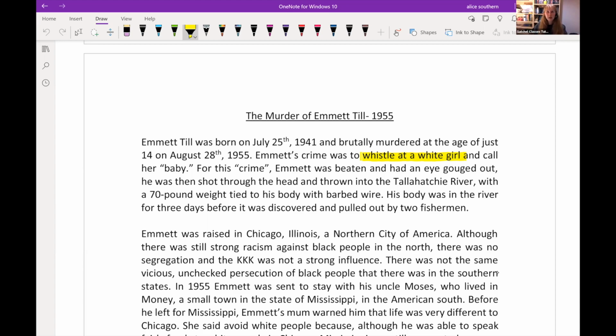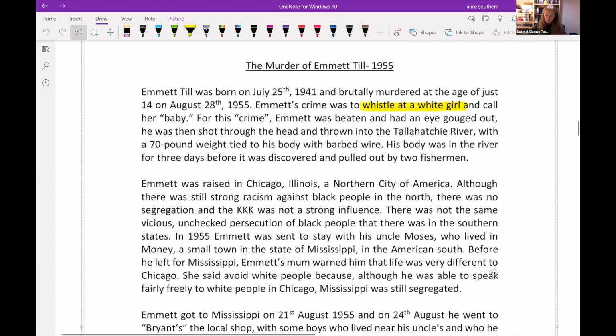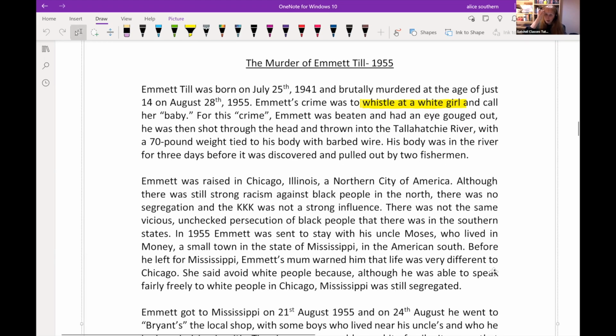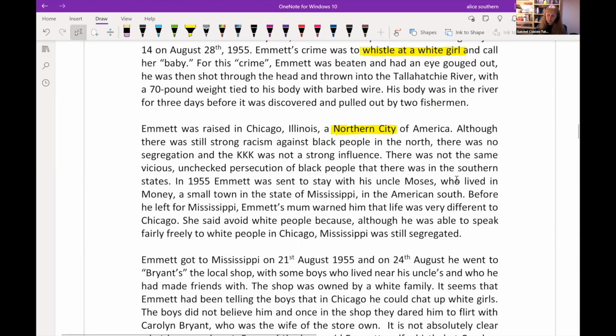So let's have a look at what the situation was. We will never excuse it, but let's have a look at why this happened. He was raised in Chicago, a northern city, and that's important in this. There was still strong racism against Black people, but there was no segregation, and the KKK was not strong. There was not the same vicious, unchecked persecution of Black people that there was in the southern states.